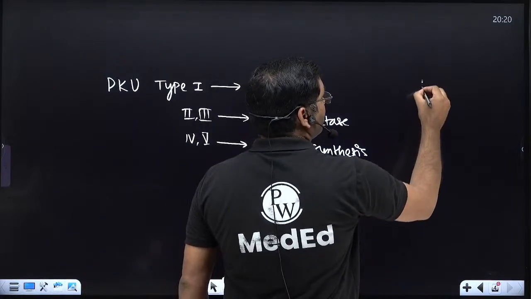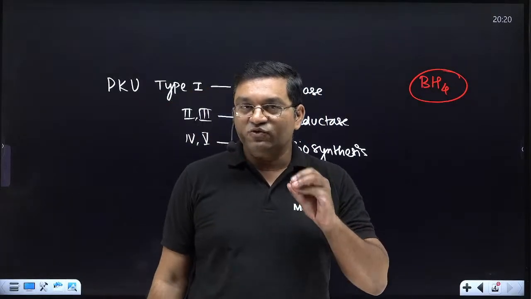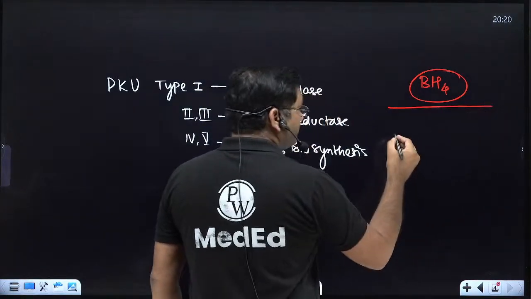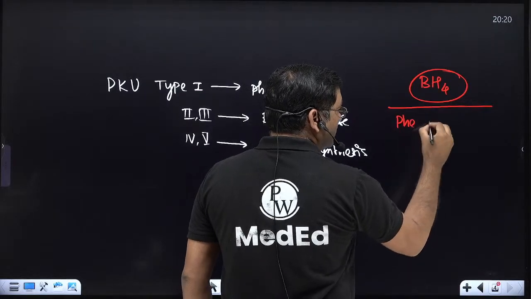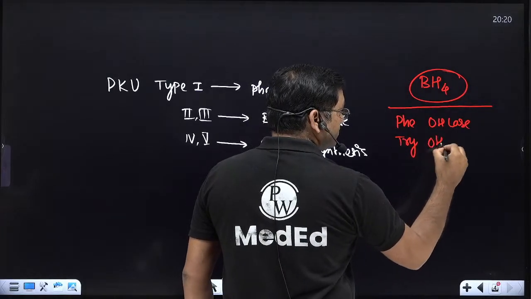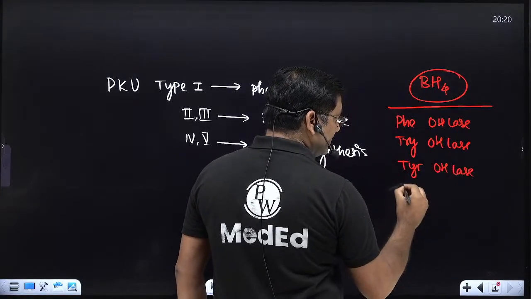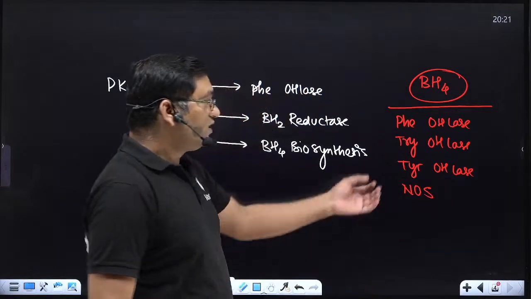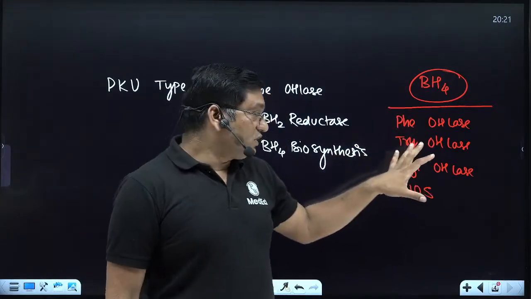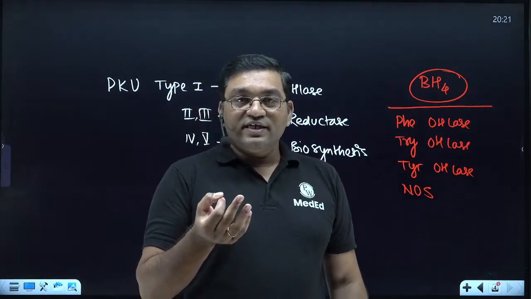Now, remember this reaction BH4. BH4 मतलब boys hostel 4 नहीं, BH4 means tetrahydrobiopterin. So, tetrahydrobiopterin dependent reactions include, first one is the phenylalanine hydroxylase, then tryptophan hydroxylase, tyrosine hydroxylase, and nitric oxide synthase. These are the 4 important enzymes that require tetrahydrobiopterin as a cofactor, or coenzyme.